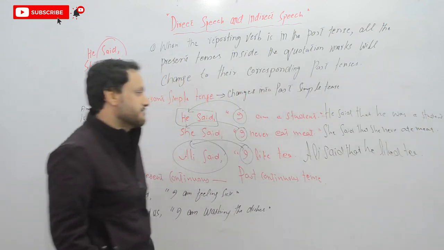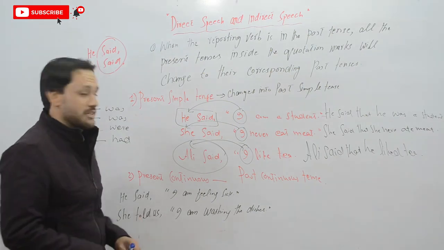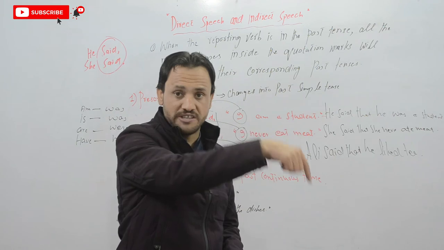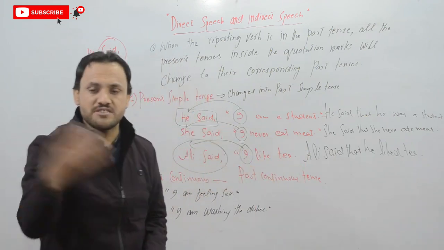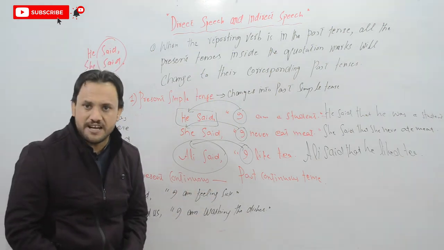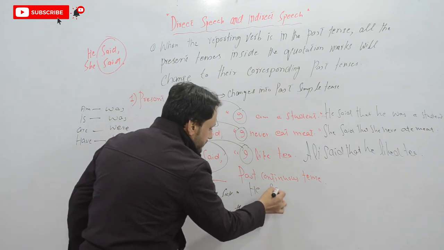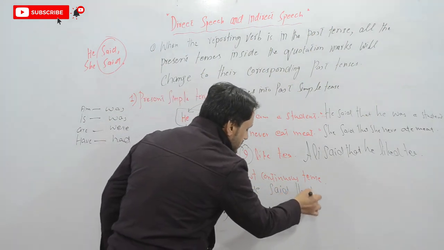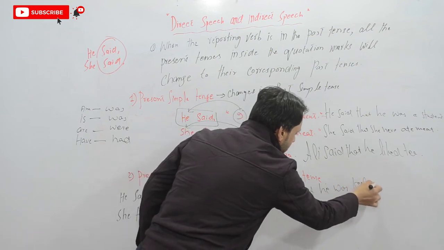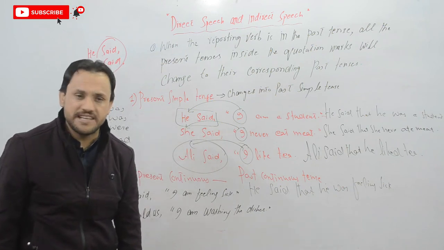He liked tea. Now have a look at present continuous. Present continuous tense becomes past continuous if the reporting verb is in simple past and the reported verb is in the present continuous tense. Like for example, he said, I am feeling sick. So it becomes, he said that he was feeling sick.